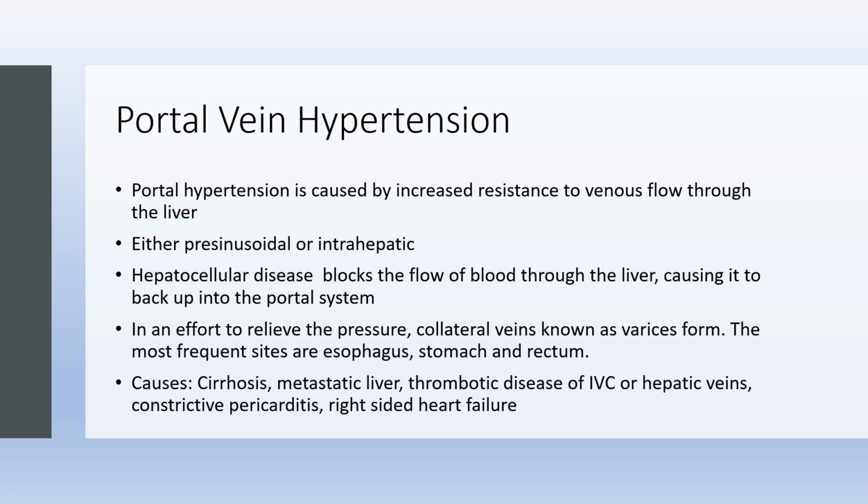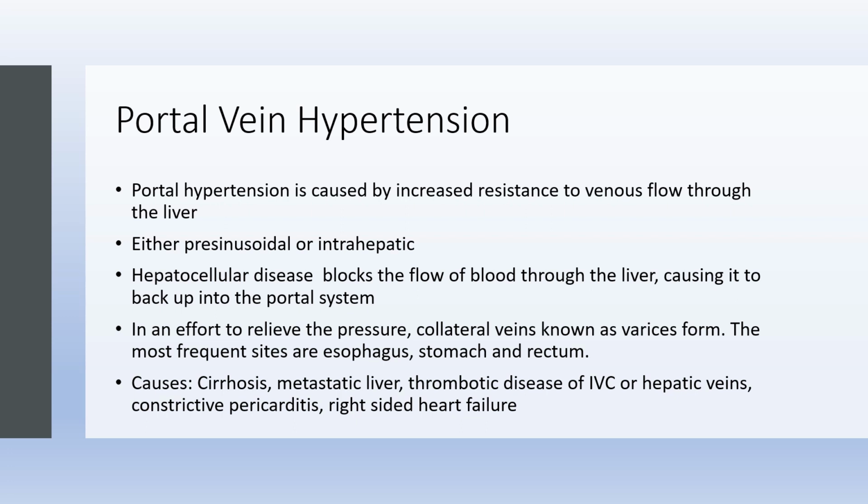The hepatocellular disease blocks the flow of blood through the liver, and that causes it to back up into the portal system. So what happens is the portal system becomes hypertensive, just like any other, right? Like when you have high blood pressure. And in an effort to relieve that pressure, collateral veins, known as varices, start to form. Those we talked before about if the pressure in the portal vein becomes too high, the flow is going to back up. It has to go somewhere.